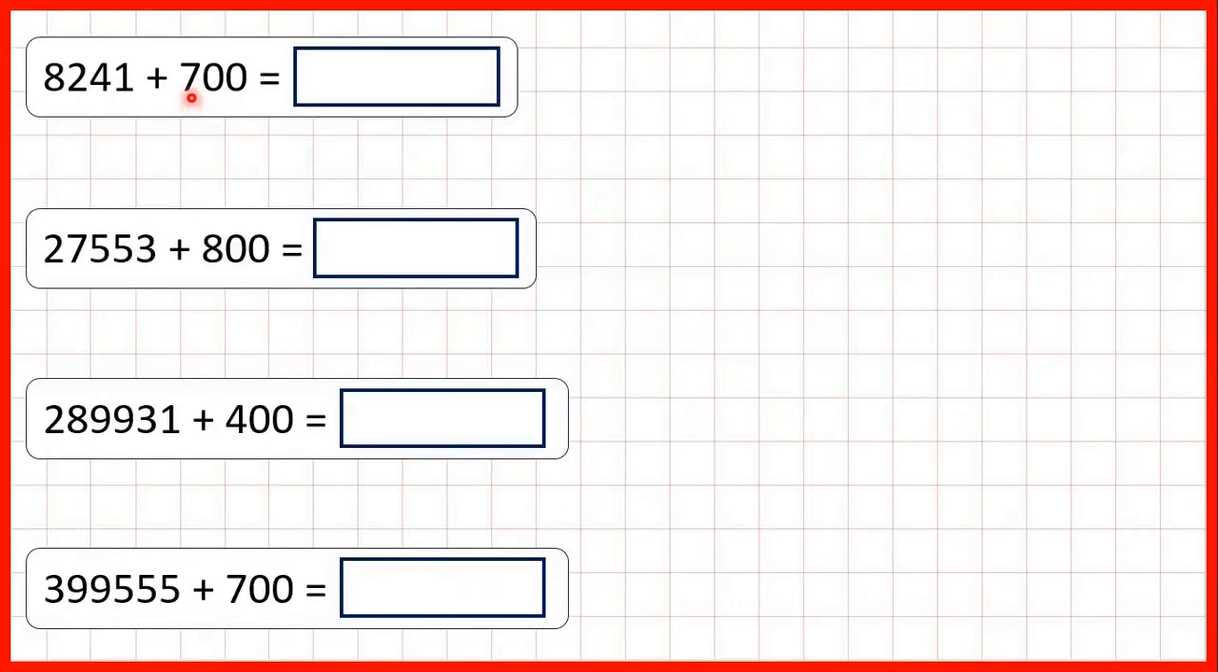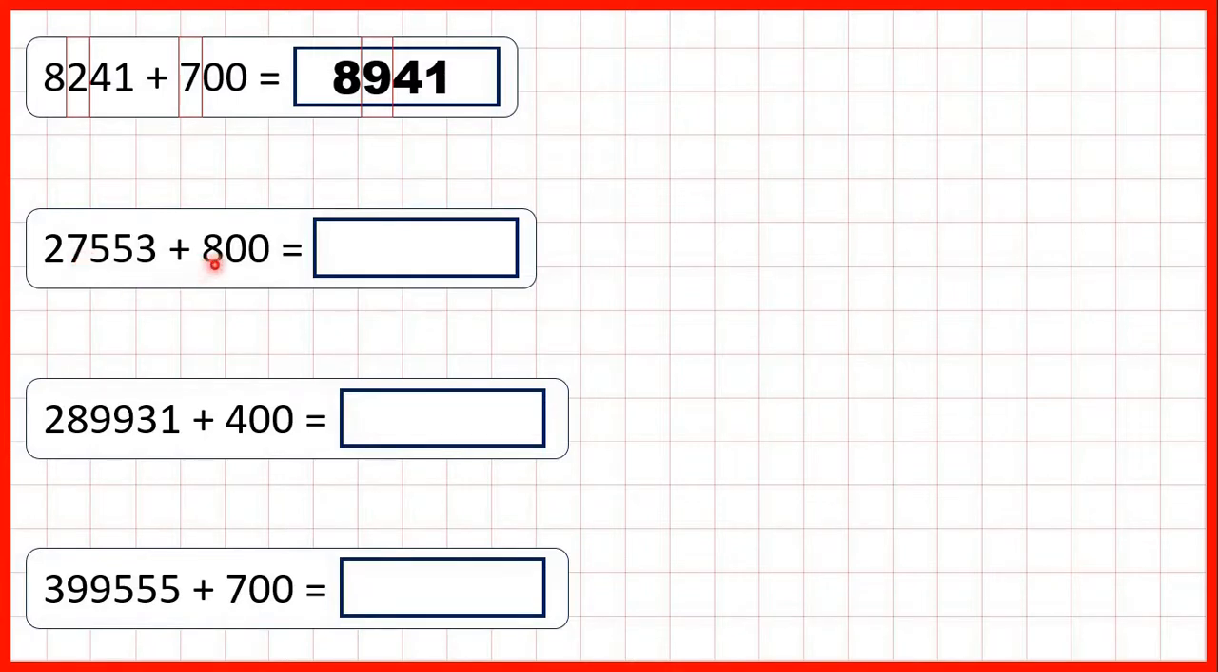Now for these questions, we need to add a multiple of 100, so a number that ends in 2 zeros. And we can answer questions like this mentally, without needing to use column addition. So first, we have 8,241 plus 700. If we highlight the hundreds digits in our question, we start with 2 hundreds and we're adding 7 hundreds. So we'll have 9 hundreds in our answer, and all of our other digits will stay the same. So that's 8,941.